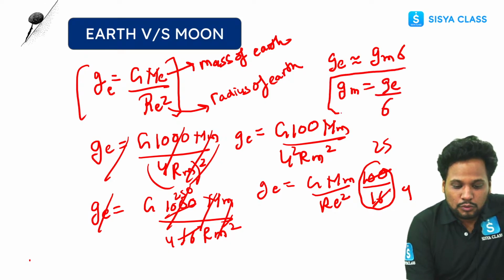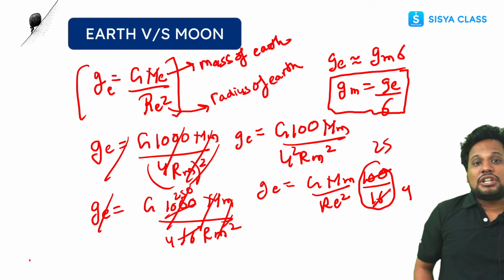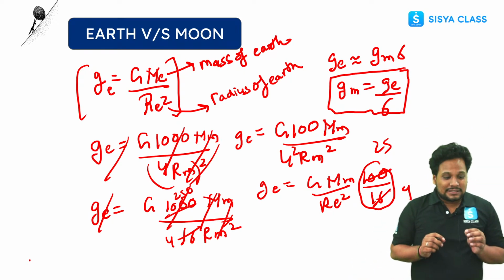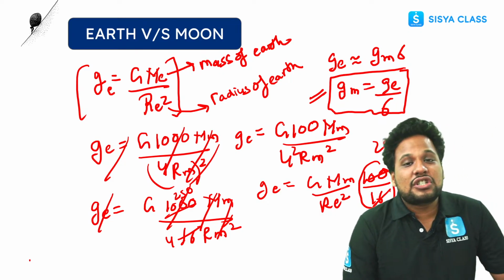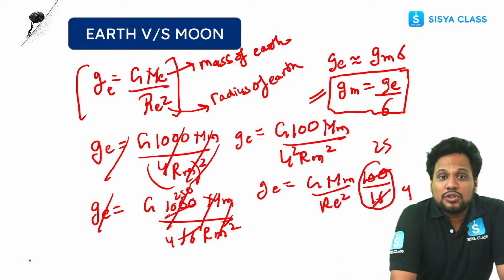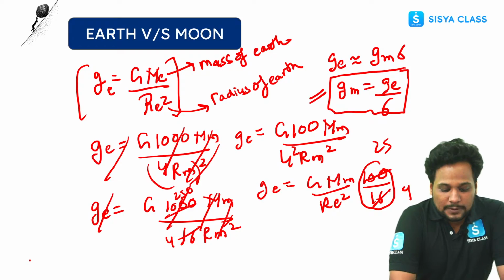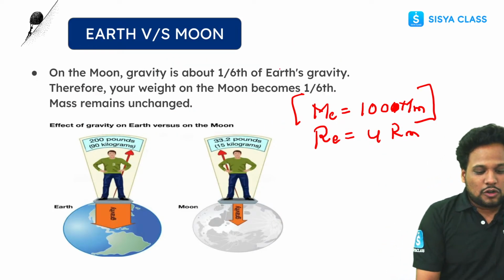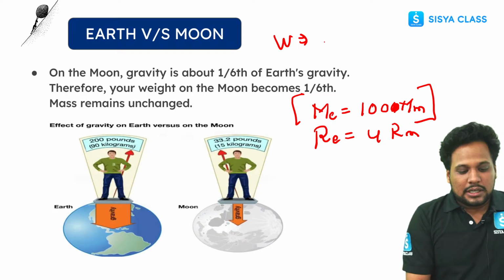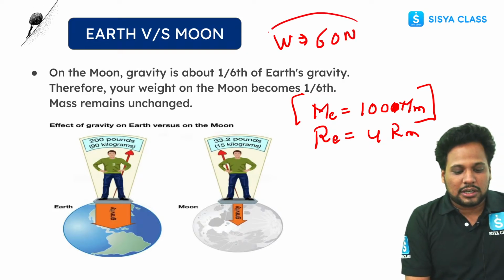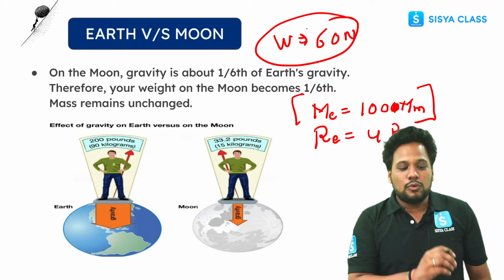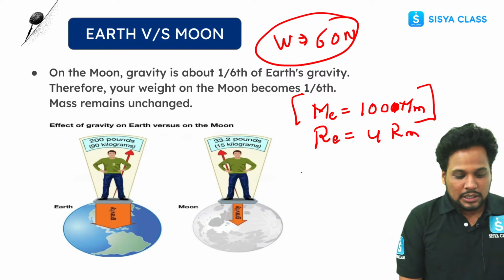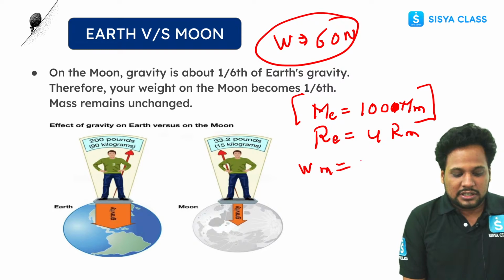So what I'm trying to tell you is that the acceleration due to gravity at moon is 6 times less than that of earth. Remember this thing. Okay, so let's suppose the weight of any object is 60 Newton on the earth. Now tell me what is the weight of that object on the moon. Yes, it will be 60 divided by 6, so that is 10 Newton.